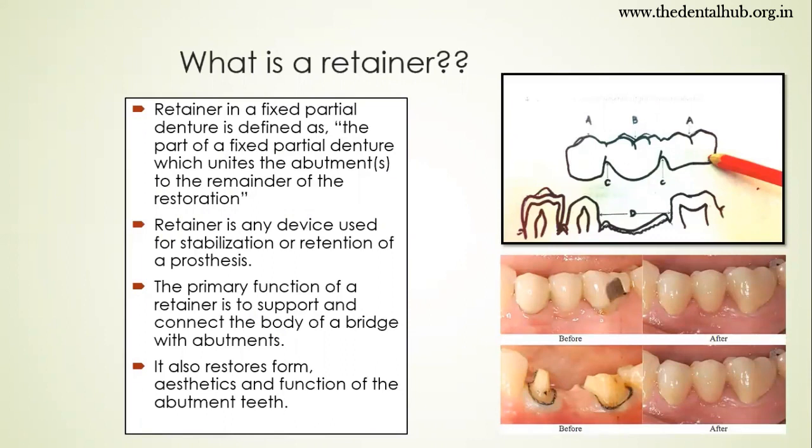So retainer is a part of fixed partial denture which unites the abutments to the remainder of the restoration. If we see the first image, these are the abutment teeth. So A and A, both sides, are the retainers and B is the pontic. B replaces your missing teeth and A are the retainers. It is any device used for stabilization or retention of prosthesis. Primary function is to provide support and restore form, aesthetics and function of the abutment teeth.